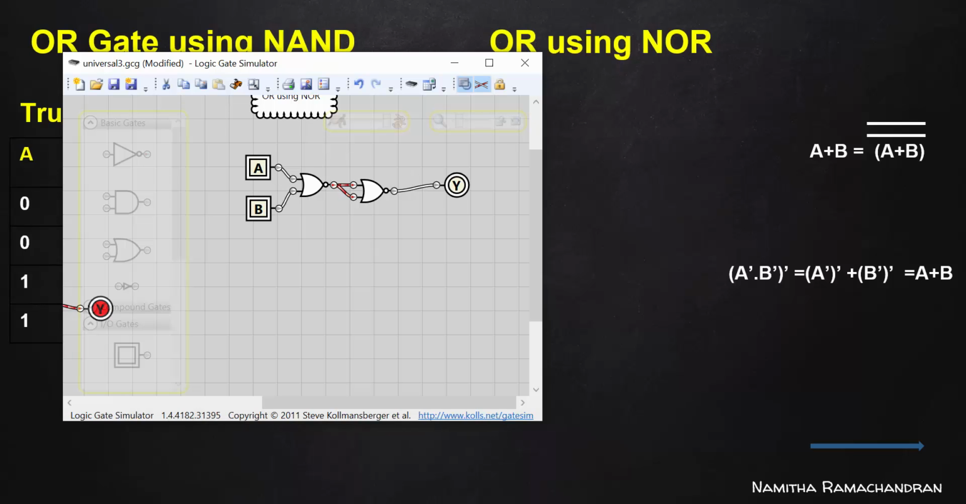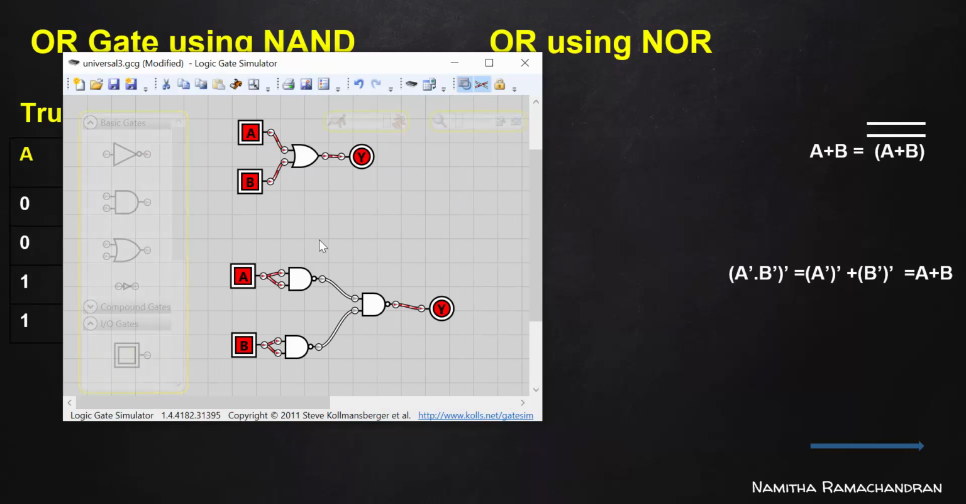Now we can check the input combinations. If both the inputs are 0, output is 0. If one of the inputs is 1, then output is 1. If both the inputs equal 1, again output is 1, exactly working as our OR gate. So this is the NOR implementation for OR gate. How many minimum NOR gates are required for implementing such an OR gate? 2 minimum NOR gates. And in case of NAND implementation for OR, 3 minimum NAND gates are required.